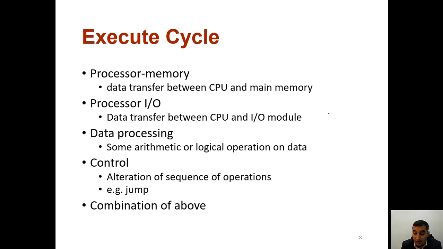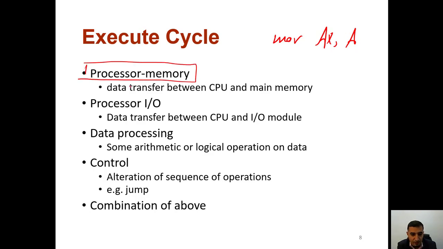In the execution stage, the processor and memory, the data is... to understand it, not all the executions are the same. Some executions include the memory. Some executions include the registers. If I say move AX, A, it means go to the memory location specified by A and move the contents into A. So this is a processor memory instruction, data transfer between the CPU and memory.